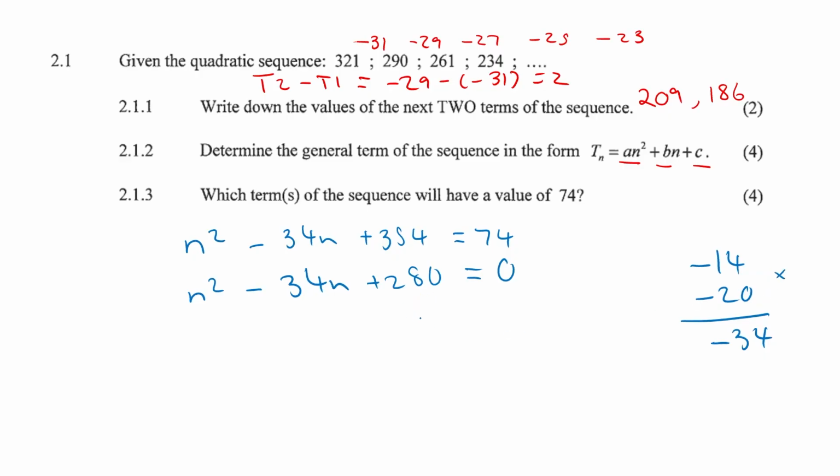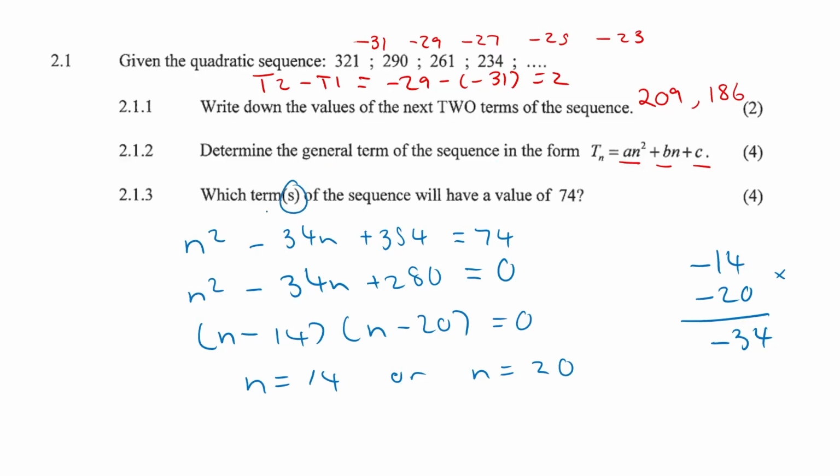Or if you're lucky enough, you can just plug it into your scientific calculator and it can factorize it for you. If you're battling to, you can use the quadratic formula. But these are the answers that it's going to yield. So n minus 14 in the first bracket equals 0. In the second bracket, n minus 20 is equal to 0. Therefore, n is equal to a positive 14, or n is equal to 20. So yes, it was terms, plural. Okay, and that's it for 2.1.3. Nice, easy 10 marks here. 2 plus 4 plus 4 gave us 10.